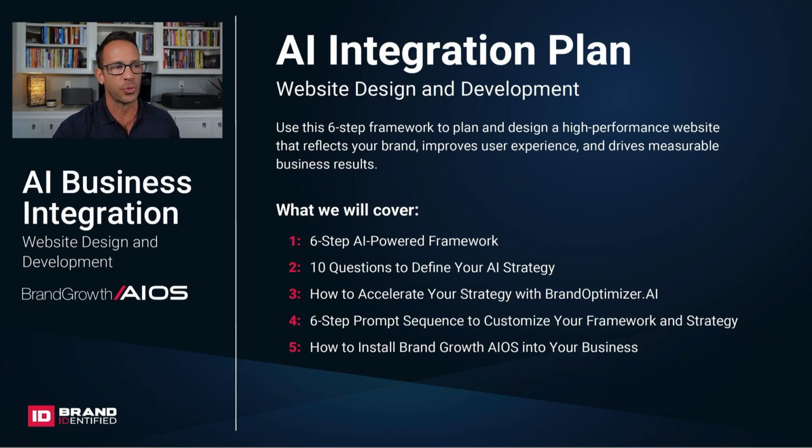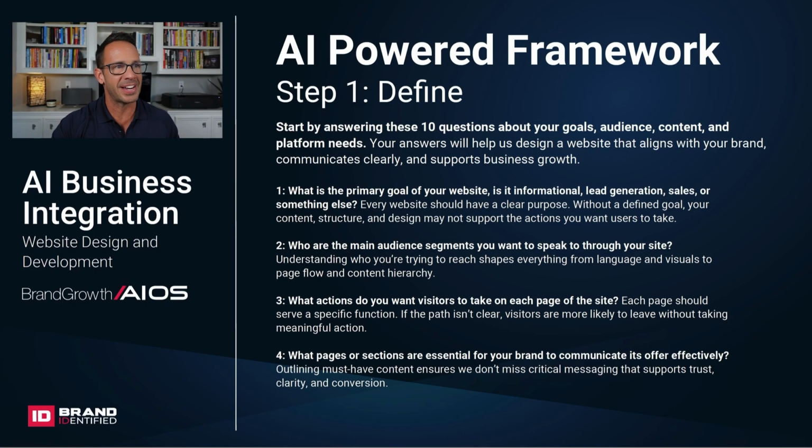So first off, we're going to go through this 6-step AI-powered framework. Then I'm going to help you answer the 10 questions that you must define for your AI strategy. Then I'm going to show you how to accelerate your strategy using the custom GPT BrandOptimizer.ai. Then I'm going to give you a 6-step AI prompt sequence to customize your framework and your strategy for your business, also using that BrandOptimizer.ai custom GPT. And then finally, I'm going to show you how to install Brand Growth AIOS into your business. So let's jump in and get started.